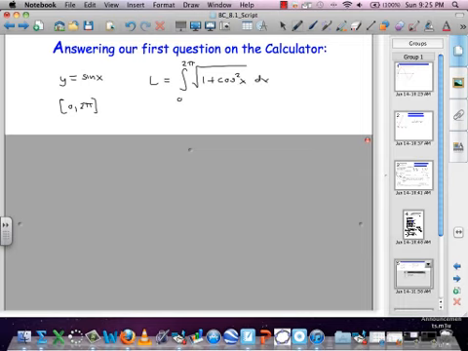All right, and this is a problem for integration. We don't have a rule yet for this. So this is why we need the calculator. And a lot of these are this way because of the square root sign.